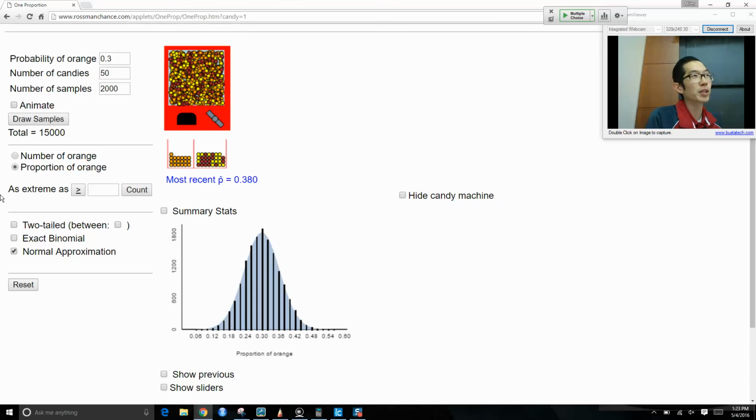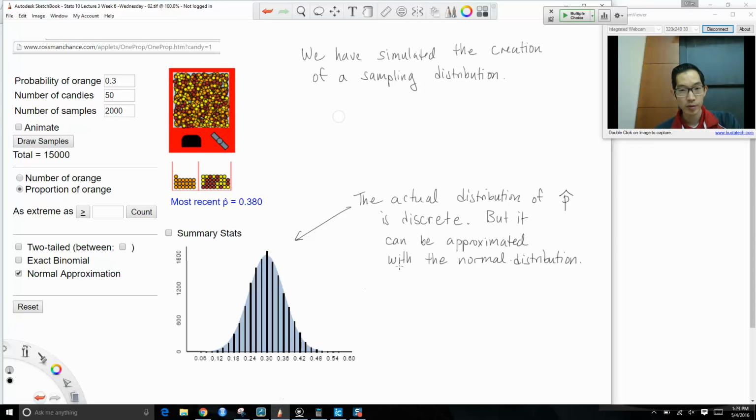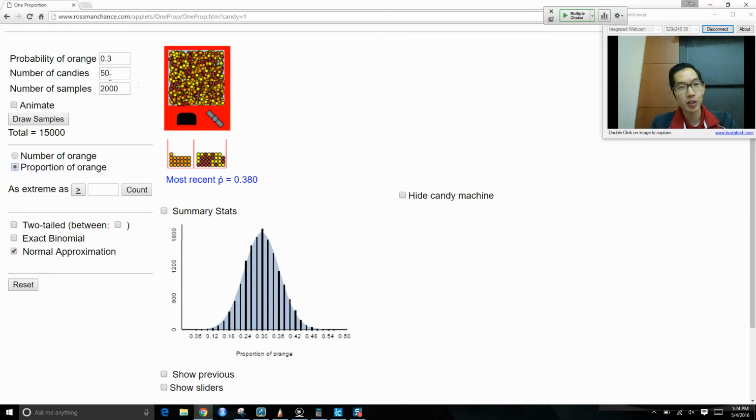All we're doing is taking the number of orange and dividing it by sample size to get the proportion of orange. Okay? Whoops, that's not what I wanted. Okay. So, is this okay with you guys? All right. And I could change these numbers to different things, and we could do the same thing, and it'll produce the same results. We're going to get something that looks very much like the normal distribution.